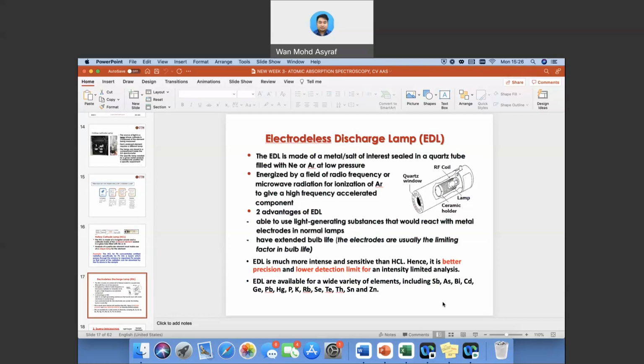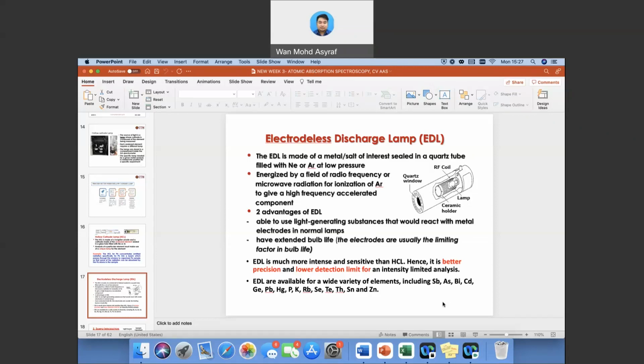The advantage of EDL is that it is able to use light generating substances that would react with metal electrodes in a normal lamp. It also has an extended bulb life. Usually, for a hollow cathode lamp, after about 20 to 30 times of analysis, you need to change the lamp. But for EDL, it has a much more extended bulb life. The electrodes are usually the limiting factor in the bulb life.